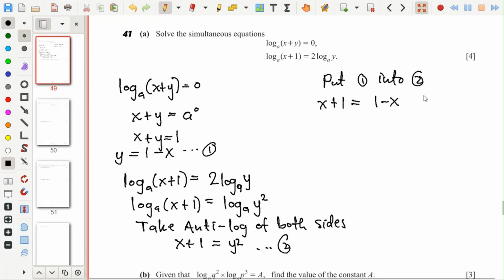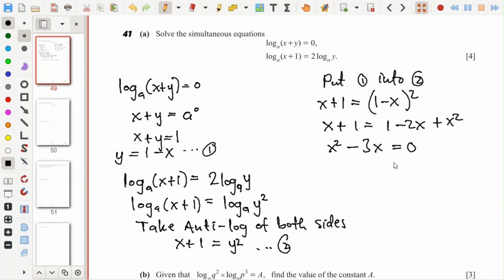Your y squared is 1 minus x, so squared. So this one should give me x plus 1 equals 1 minus 2x plus x squared. So this is the same as x squared minus, I group the like terms, minus 3x is equal to 0. So this one can be written as this. So you have x is equal to 3 or x is equal to 0.